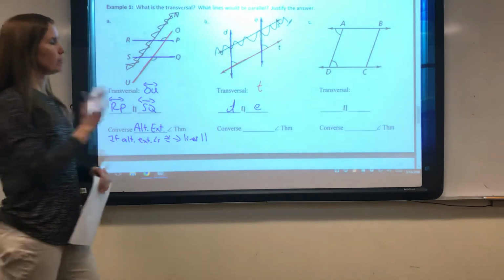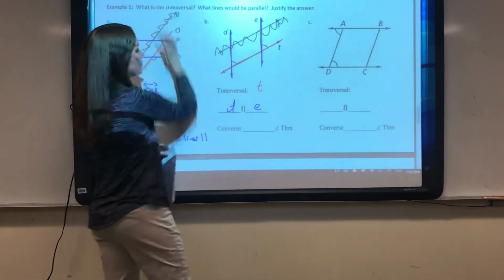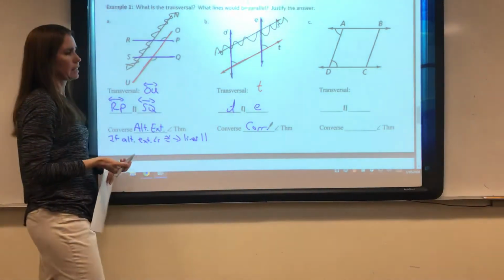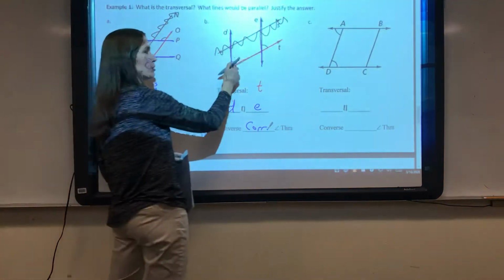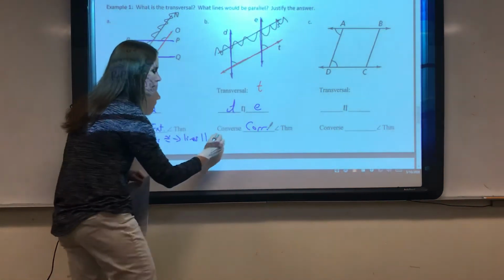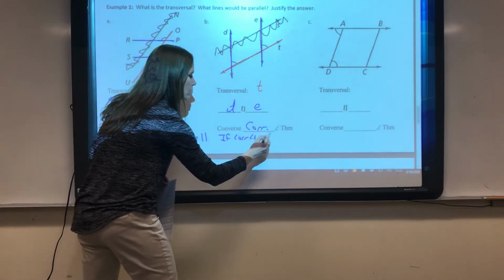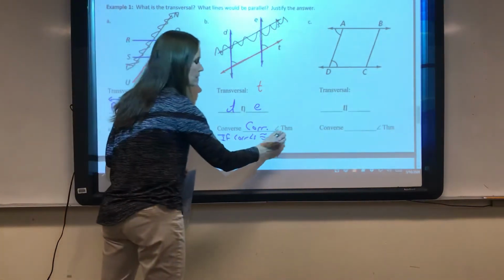So now I can focus in here and think, what kind of angles are these? And yes, they're corresponding angles. So I'm dealing with the converse of the corresponding angles theorem. And then again, if I go ahead and write that out, I know they're corresponding angles and I know they're congruent, so that's what I want to start with. If corresponding angles are congruent, then what I know from that is the lines must be parallel.